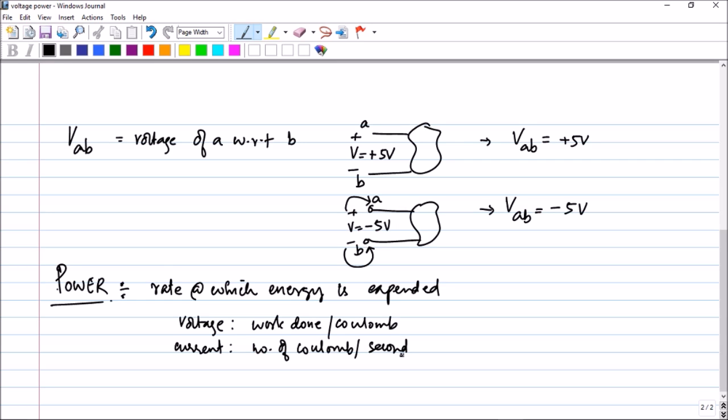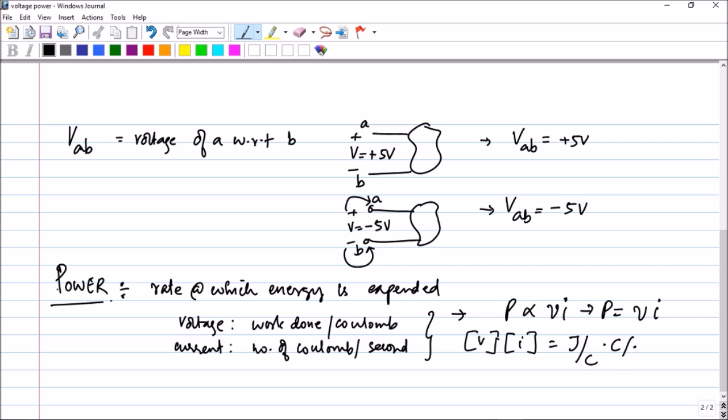So if you want to find the rate at which work is done, it means that the power should be proportional to the product of V and I. Or in fact, power is equal to the product of voltage and current. So let's do the dimensional analysis here. V into I. What are the units? The unit of V is joules per coulomb multiplied by coulomb per second. It will give you joules per second. And that was what we have given the definition of power as well. It is the rate at which work is done. So let me just change it from energy to work.